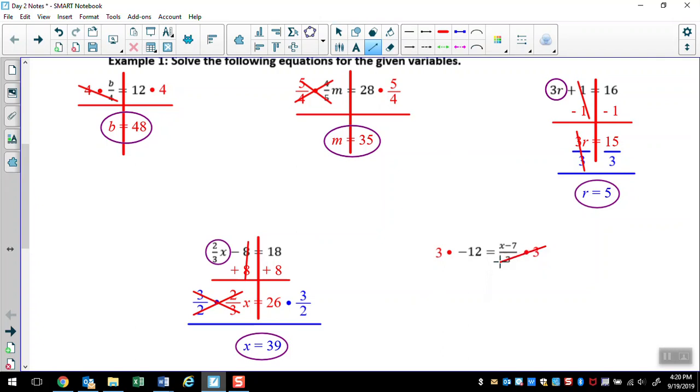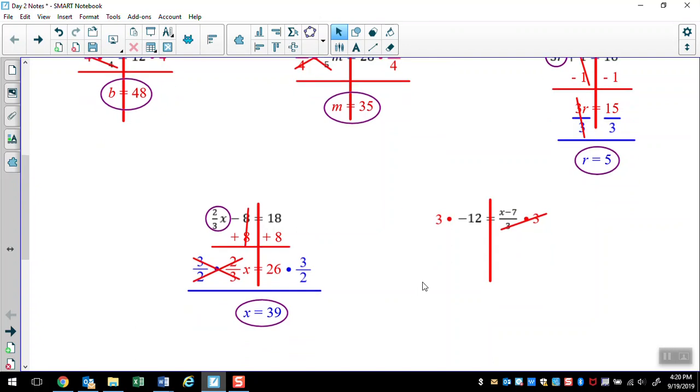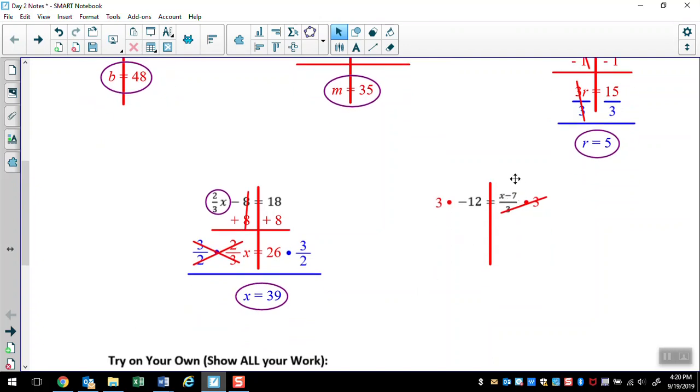That cancels this out. Oh, I forgot to draw my line in. Let's get that in. Okay. And now this group that I had on top will now come down to the next line. Okay. And then 3 times negative 12 is negative 36. Now I can deal with this group. And now the group is gone, and I can just undo that subtraction.